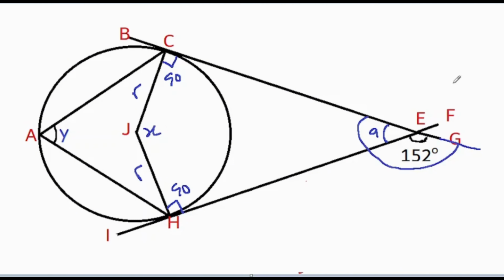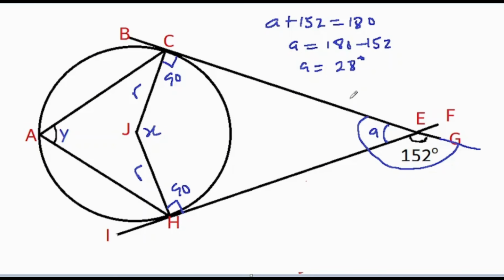So A plus 152, that's the sum of angles on a straight line. So therefore, A is 180 minus 152, and we can say our A is 28 degrees. So this is 28 degrees.